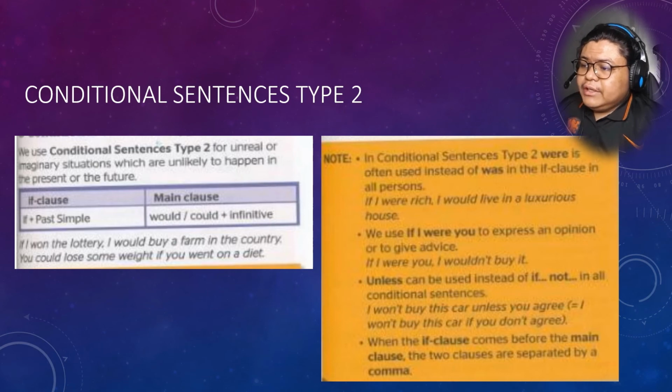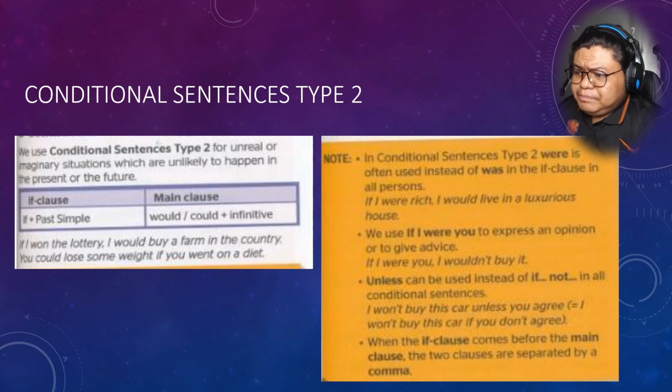Right, so there's a note here. Okay, in conditional sentence type 2, were is often used instead of was. Okay, kita guna were instead of was in the if clause in all persons. Okay, so kita akan gunakan most of the time were, kita tak pakai was lah, kebanyakannya mesti were. Okay, contohnya kat sini, if I were rich, I would live in a luxurious house.